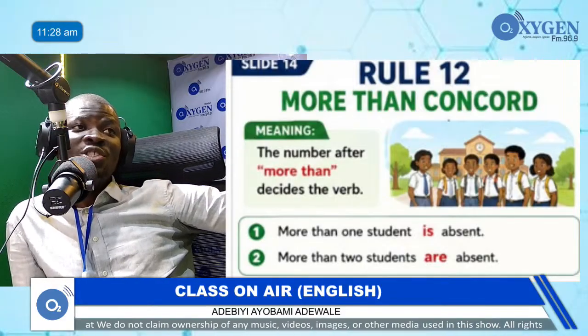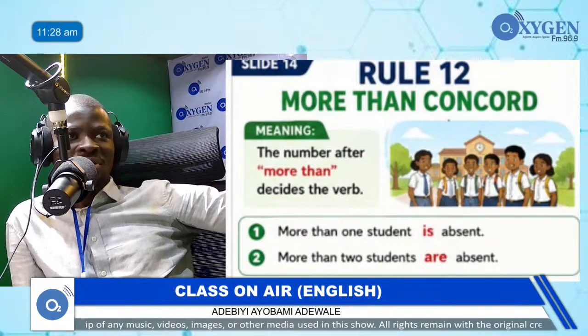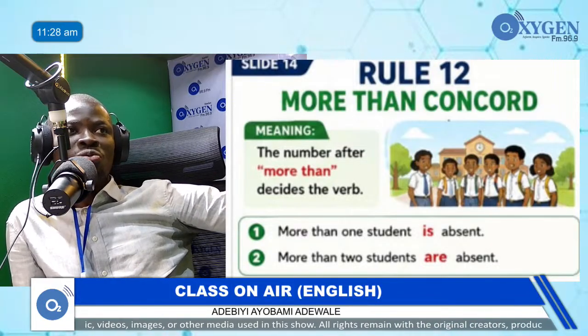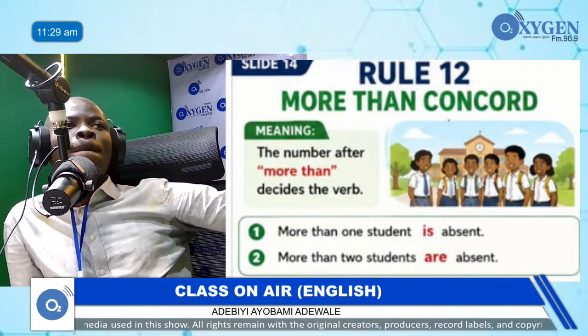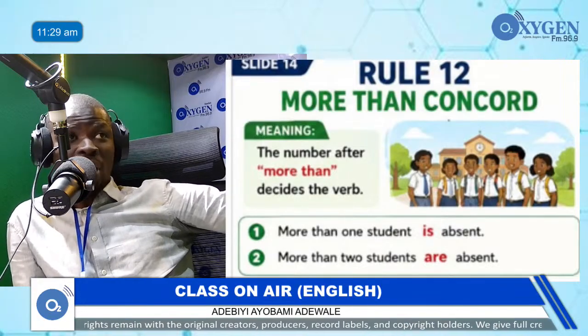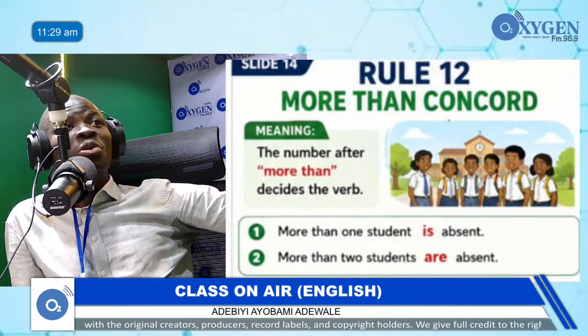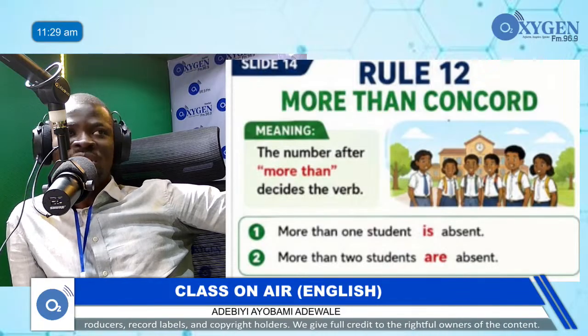Look at the sentences we have on the board. We have: more than one student is absent. More than two students are absent. The explanation we have for this is this. You would see that the word student in the first sentence is singular. The singularity of the student tells us that the verb that will come will be singular.